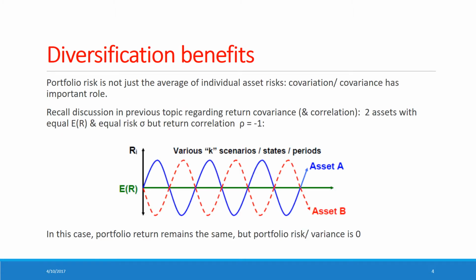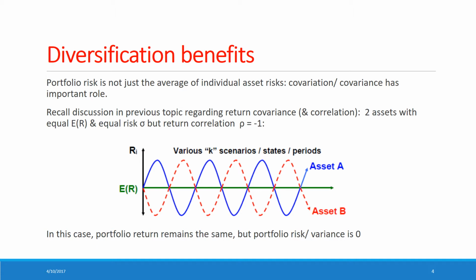So diversification focuses on how, when we combine different assets, the correlation or the covariance between different assets can help reduce the total risk of the portfolio. Right. So this relates to the previous topic, where we look at how to calculate portfolio returns and risk.